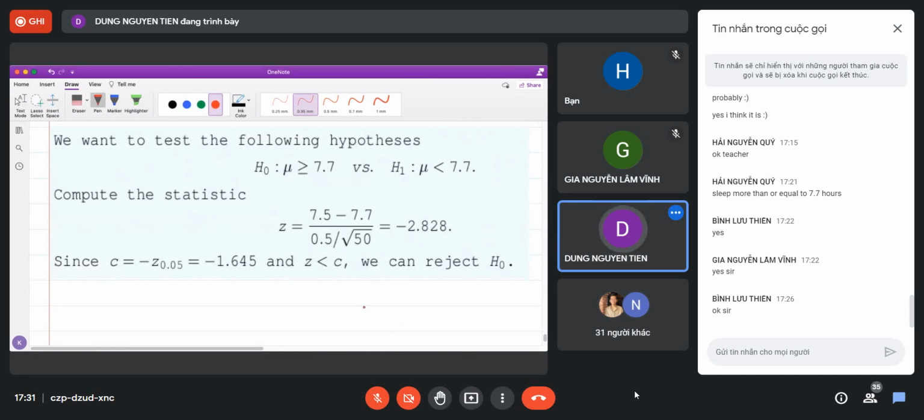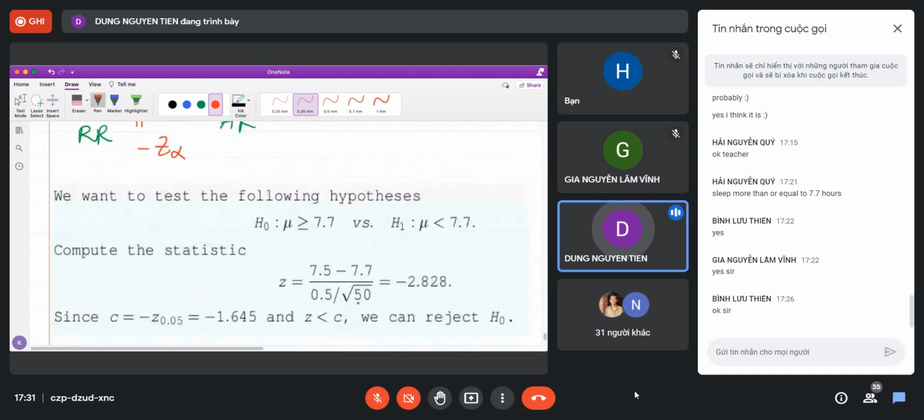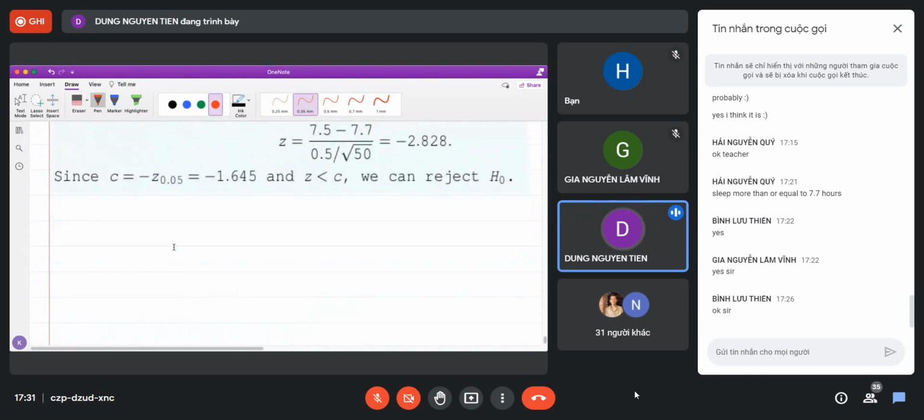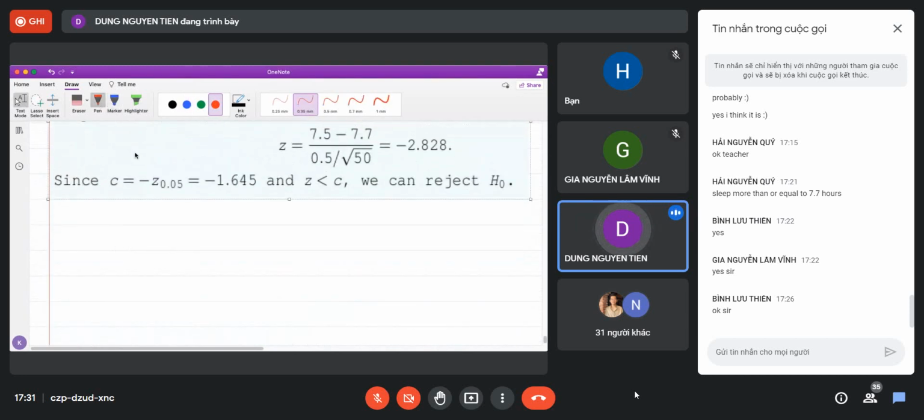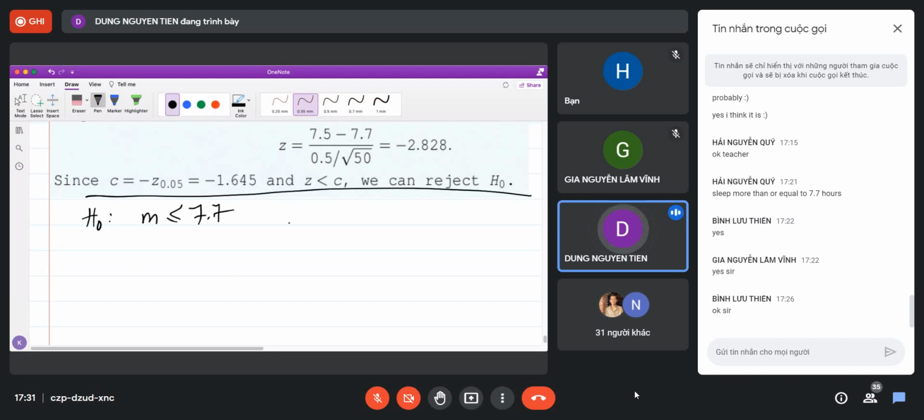All right. Now I want to talk about another case. Suppose that I change the question a little bit. You get H0 is that the mean is less than or equal to 7.7, and H1 is that m is more than 7.7.